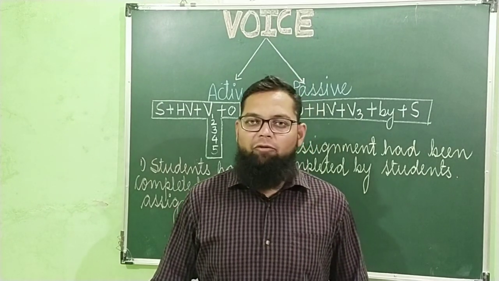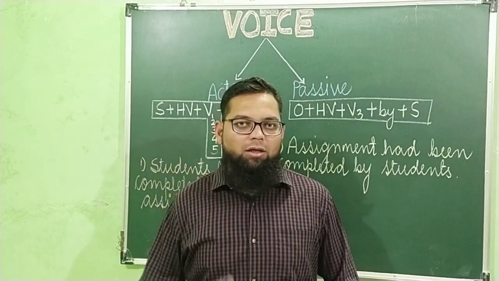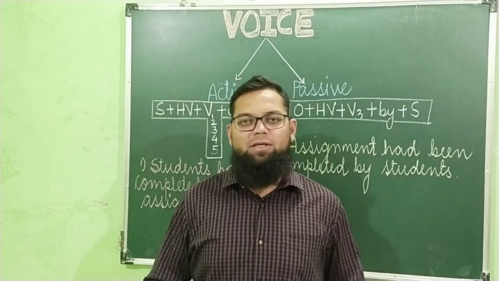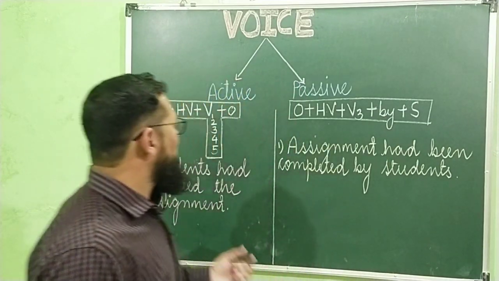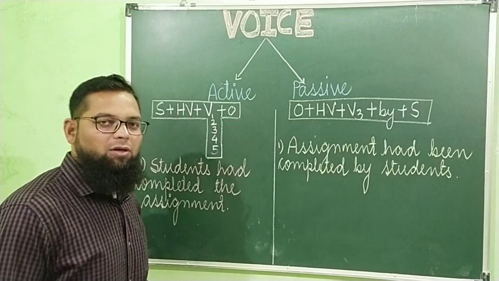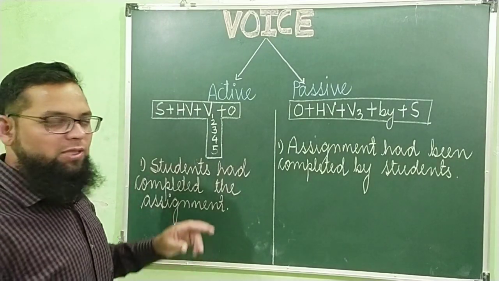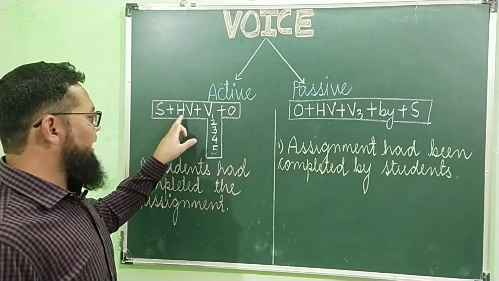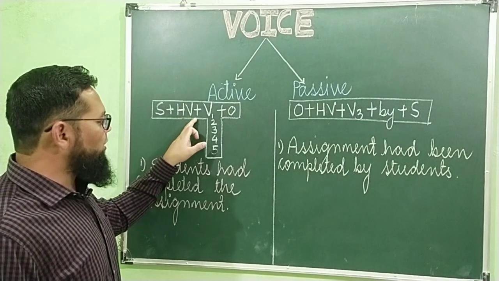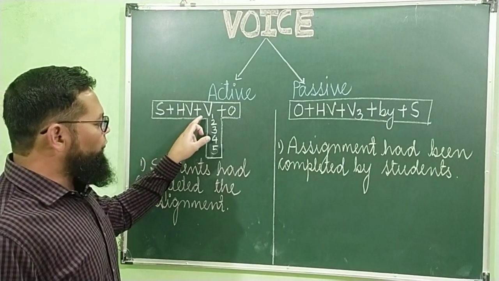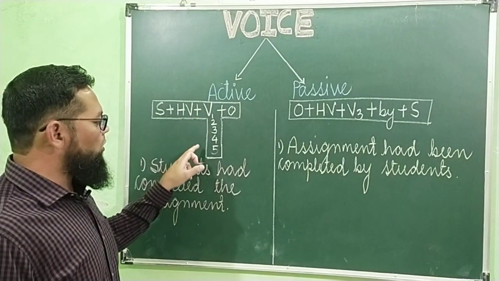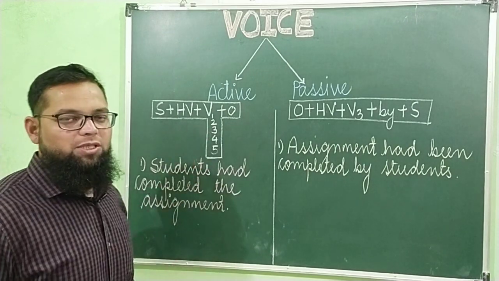First of all, we are going to see the uses of active and passive voice. The equation of active voice is subject plus helping verb plus verb in either first, second, third, fourth or fifth and then object.